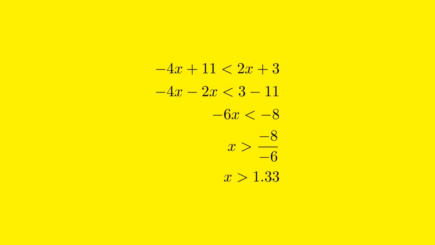Next, we need to get the constants on the other side by subtracting 11 from both sides of the equation. This gives us negative 6 times x is less than 3 minus 11. Simplifying this, we find negative 6 times x is less than negative 8. Finally, to solve for x, we need to divide both sides of the inequality by negative 6. But remember, when we divide or multiply inequalities by negative values, we have to flip the inequality sign. So now we have x is greater than negative 8 divided by negative 6. Upon simplifying, we get x is greater than 1.33. Thus, the correct answer is x is greater than 1.33.